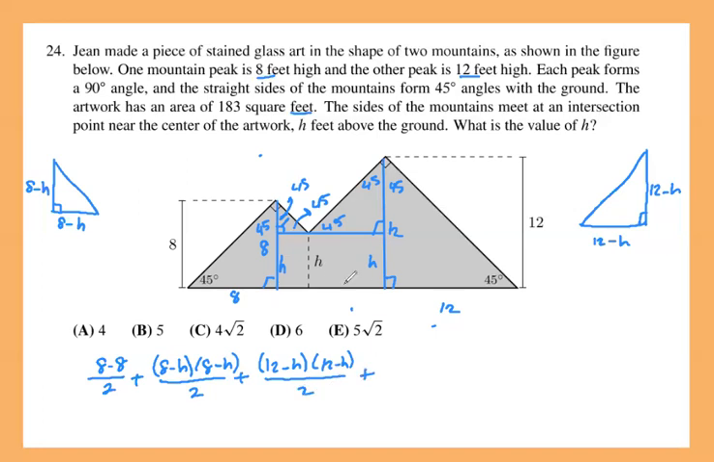Plus the area of this rectangle: this is H units, this is 8 minus H, this is 12 minus H. If you combine these two, you get 20 minus 2H. That's one side of this rectangle, and the other side is H. Plus the area of this larger triangle is just 12 by 12, divided by 2, and the total is going to be 183.